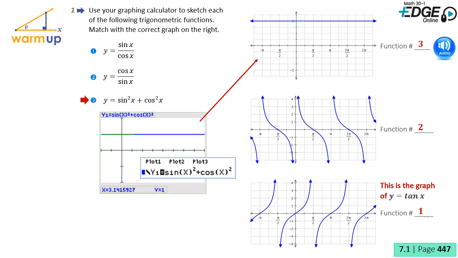The graph for our third function might surprise you a little bit. It's a flat line. We call that a constant function, and here it's passing through a height of 1. But in a moment, when we look at our identity sheet, it'll probably make more sense.